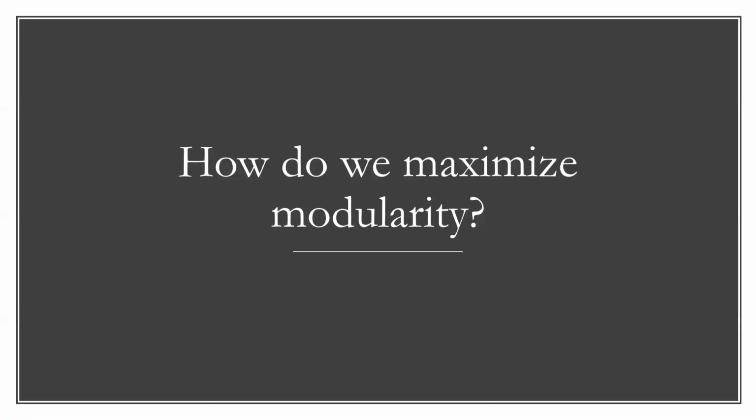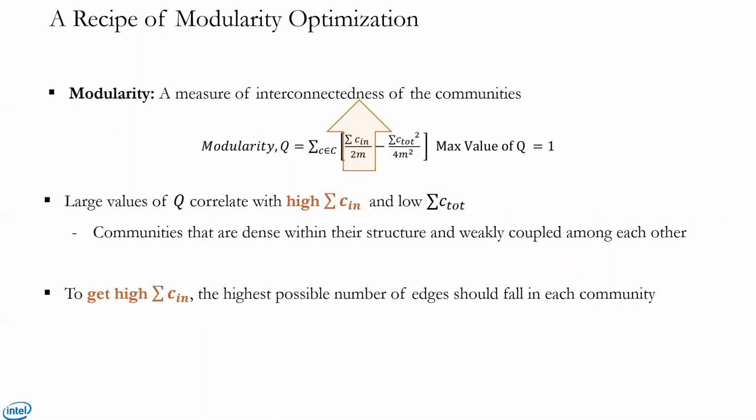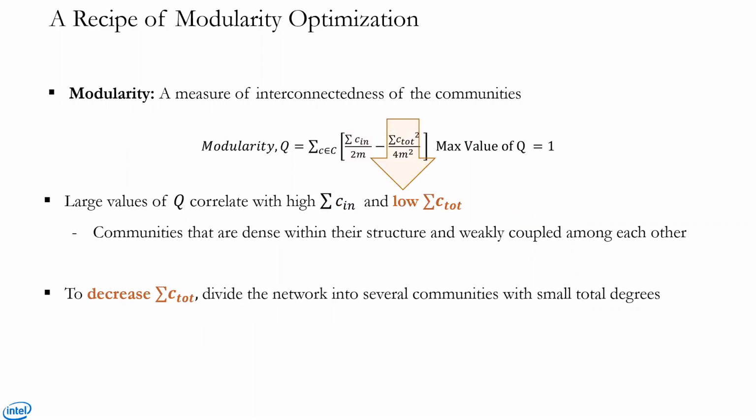In general, a community detection algorithm tries to identify communities in a way that maximizes modularity. Our next question is how to maximize modularity. As the equation says, large values of Q correlate with high C in. And to get high C in, the highest possible number of edges should fall in each community. Similarly, large values of Q also correlate with low C dot, and to get low C dot, we need to divide the network into several communities with small total degrees.